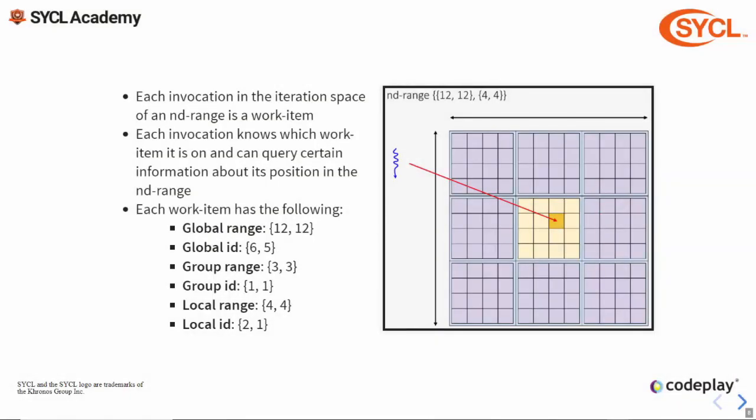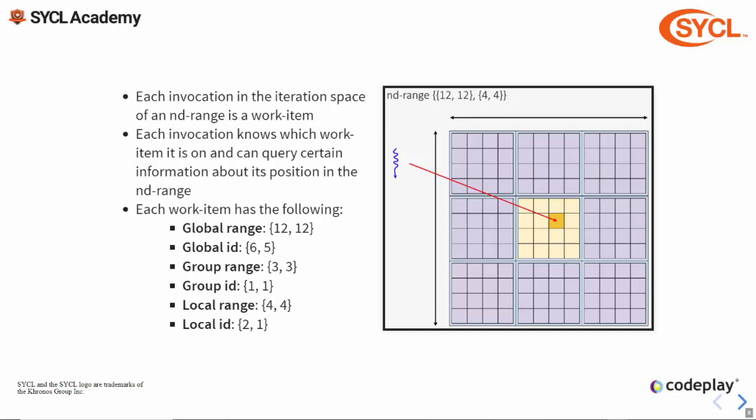First we have the global range. This is the total number of work items in the ND range in each dimension, in this case 12 by 12. Next we have the global ID. This is the index within the global range of the current work item, in this case the index 65, which is highlighted here in orange.